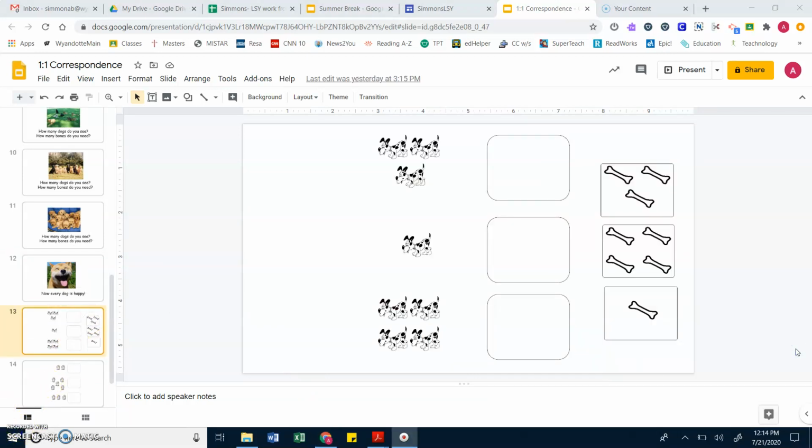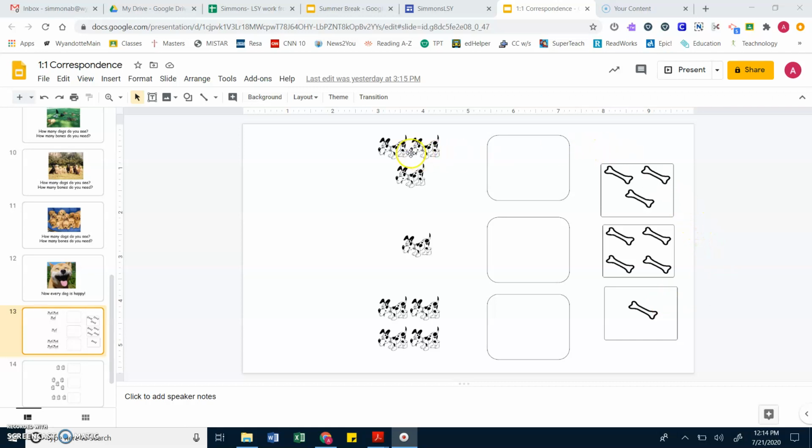Okay, so in your packet you should have a few different worksheets where we are going to work on our one-to-one correspondence. So your first worksheet should look like this. There is another worksheet that has 3 choices, and the 3 choices look like this. That'll need to be cut out. So if you need to pause and cut those choices out, go ahead and do that now. Once you're ready, we will go ahead and get started.